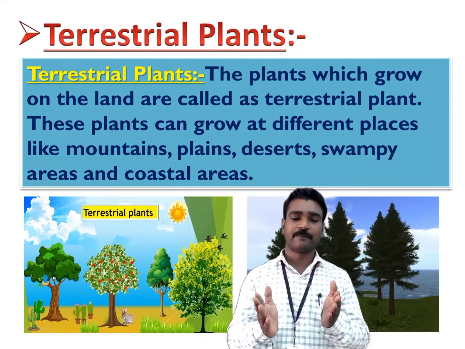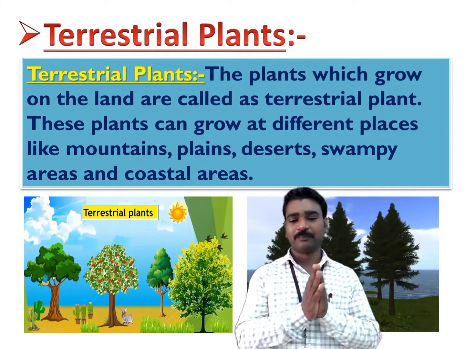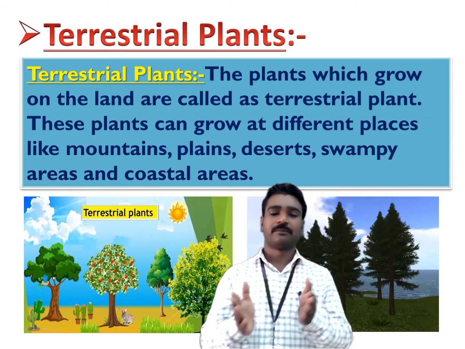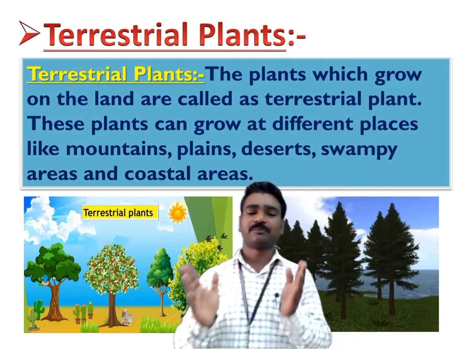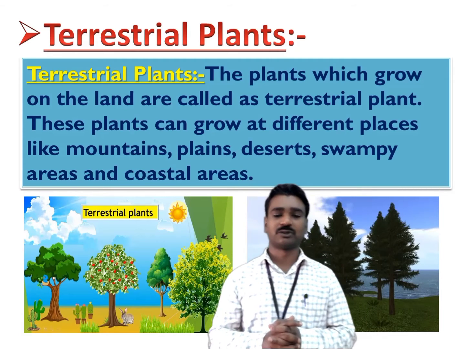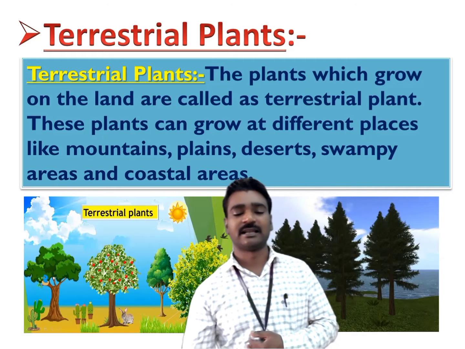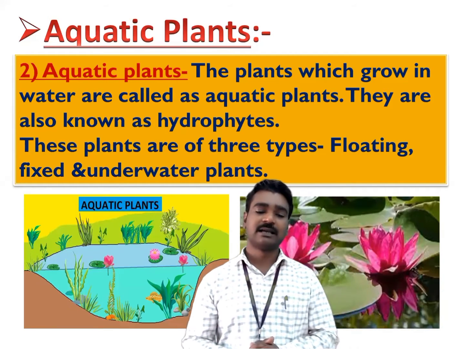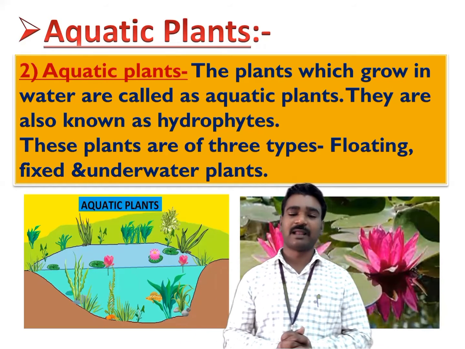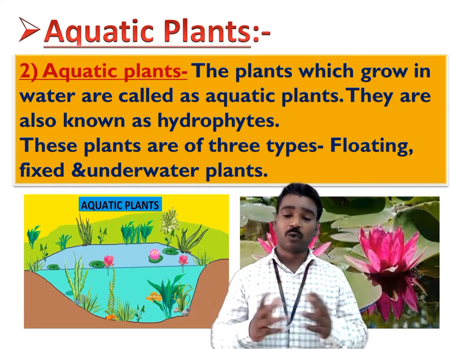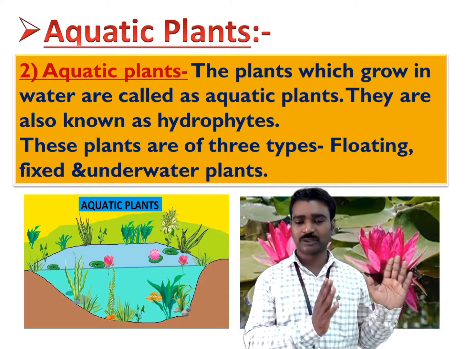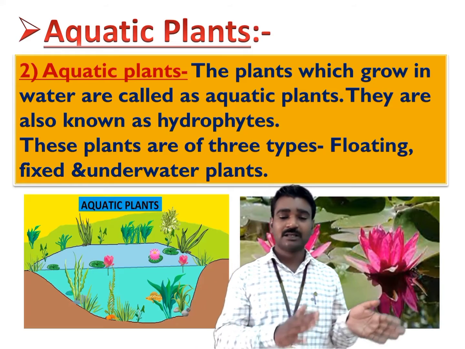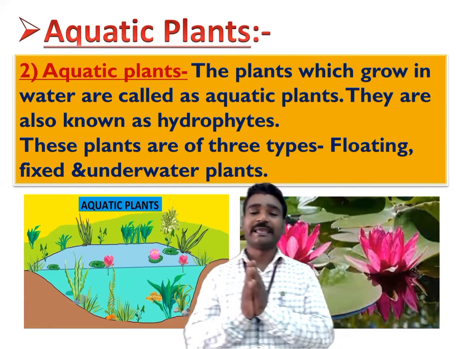Plants such as neem, peepal, banyan, fir, deodar, mango, all these plants grow on the land. So all these plants are terrestrial plants, whereas other types of plants are also there. There are plants which grow in the water. Some plants grow on land, so they are called terrestrial plants. But not every plant grows on the land. Some of them grow in the water.